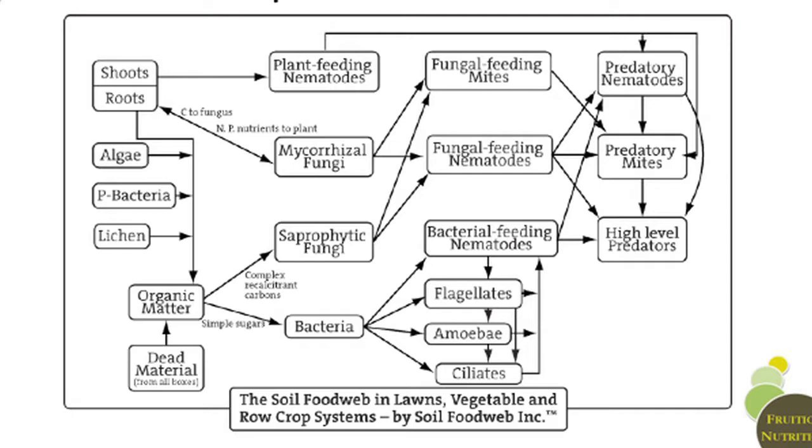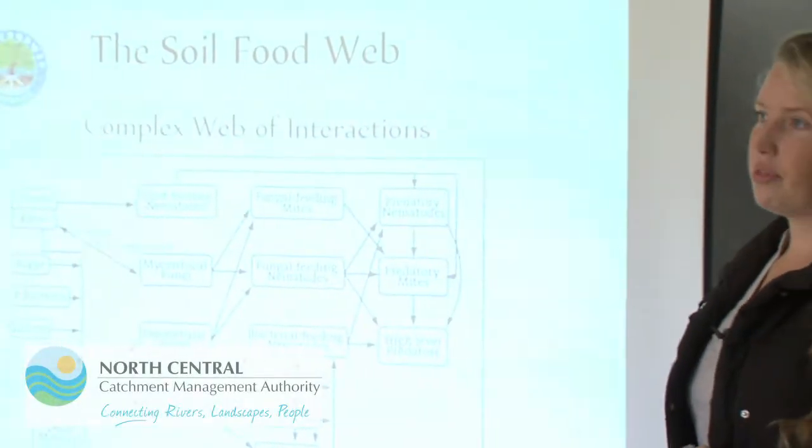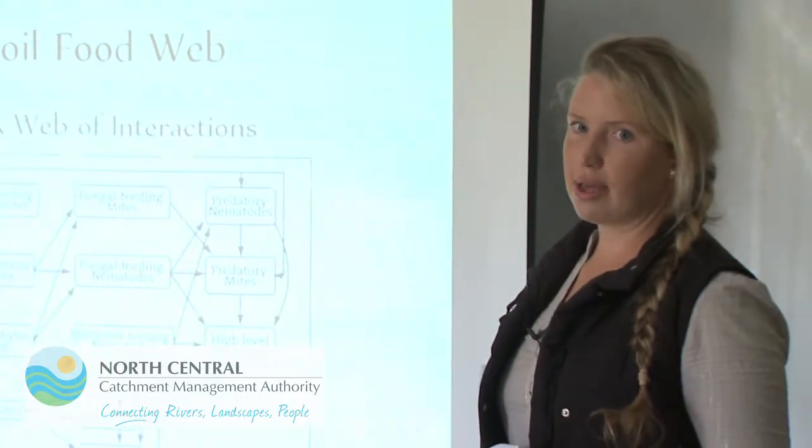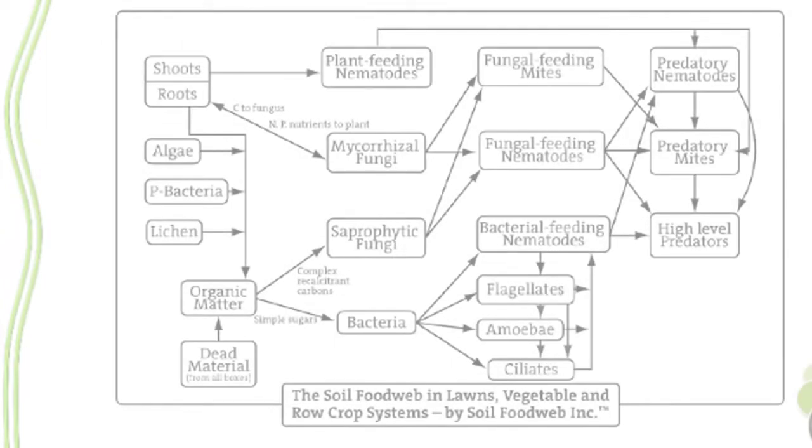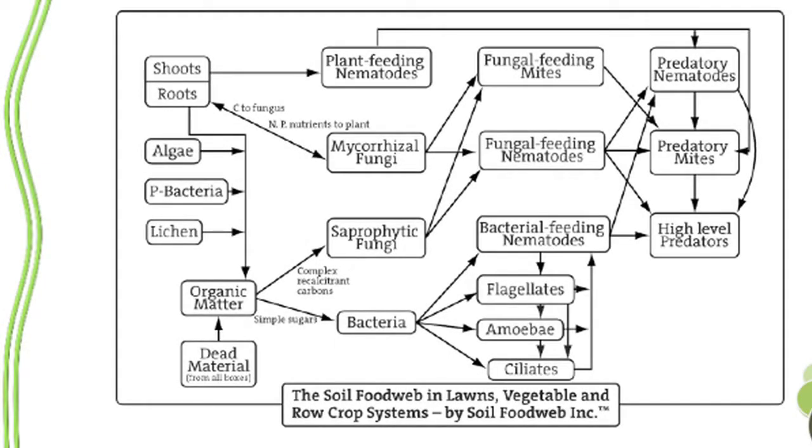So if we have a look at here, what would be the most important thing that we would be considering for our farms? What would be the one thing that we would be looking at first? Organic matter. Yes, that's great.